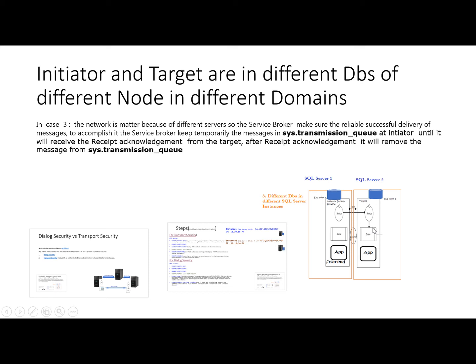Two servers are involved, and there is the network in between the servers. So we have to implement the security to make the network secure. So let's see what are the steps required to implement this scenario.